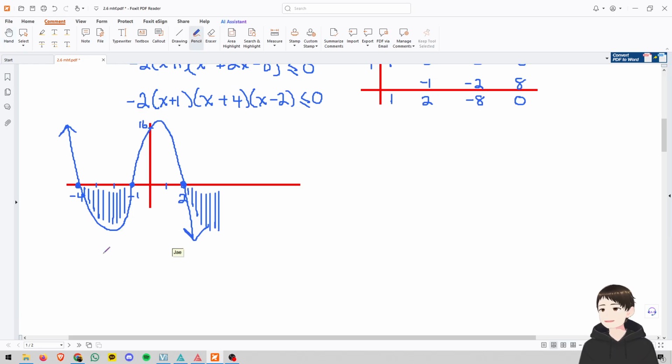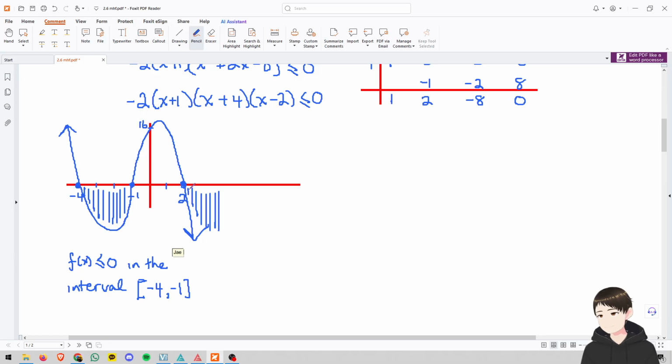So the answer would be, okay, the function is less than or equal to 0 in the interval. And just because we've been practicing using it here and there, I'm going to continue. Interval from negative 4 to negative 1 and 2 and above. So I'm going to say union, that's a little u for union, from 2 to infinity. Okay.